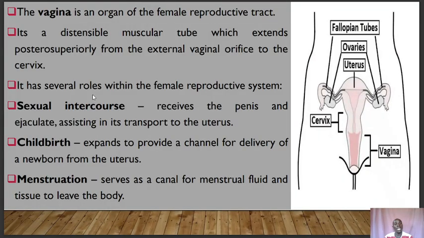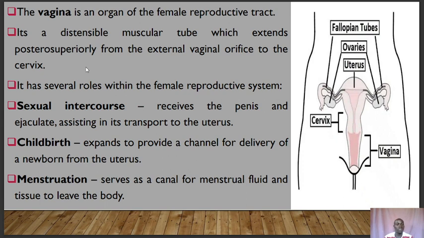So we can start with the vagina, an organ of the female reproductive tract. It is a distendable muscular tube that extends posterior-superiorly from the external vaginal orifice in the vestibule up to the cervix, and it carries out several roles within the female reproductive system. Number one role is sexual intercourse. As you know, the vagina is responsible for receiving the penis and the ejaculate, which helps assist in transport of this ejaculate to the uterus.